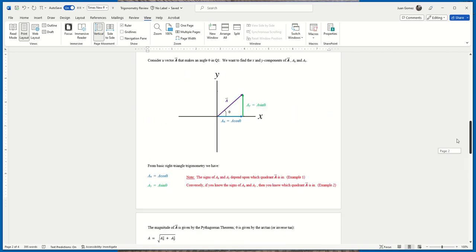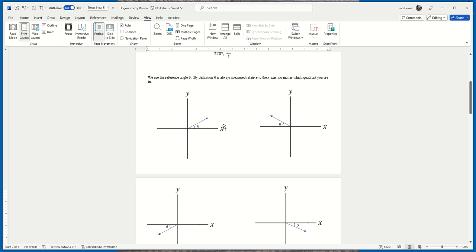Well, remember, if you're in quadrant 1, AX and AY are both going to be positive. If you're in quadrant 2, AX is negative, AY is positive. Because you can see here, again, we're in quadrant 2. That's the vector A, that purple vector. You can see its x component is going to be negative. Its y component is going to be positive. So if you're in quadrant 2, AX is negative and AY is positive. Or conversely, if you know the sign of AX and AY, you know the quadrant.